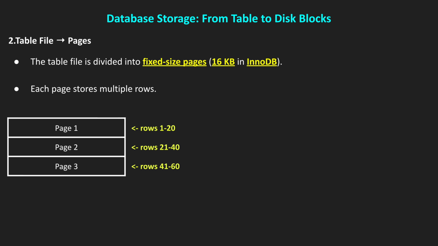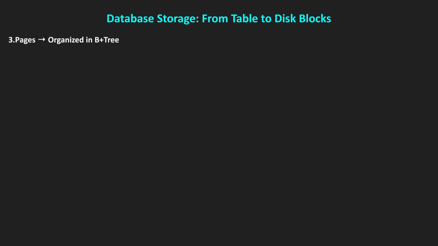The next 20 rows are divided into another page, and so on. So in our case, let's say we have 60 rows. Those 60 rows in the customer's file are divided into 3 pages. We have pages now, and let's see how the pages are organized.